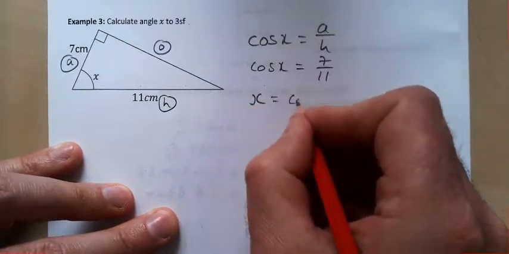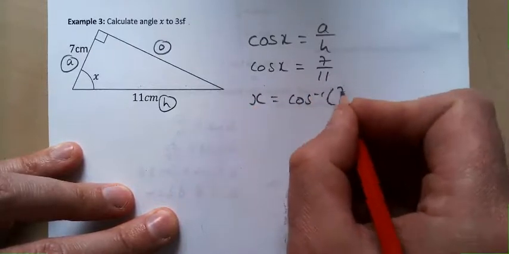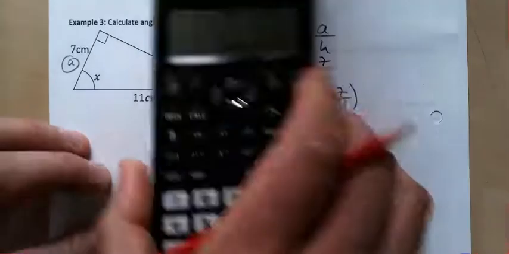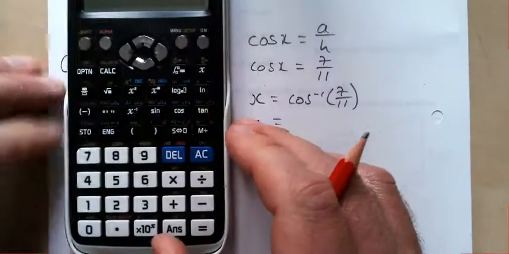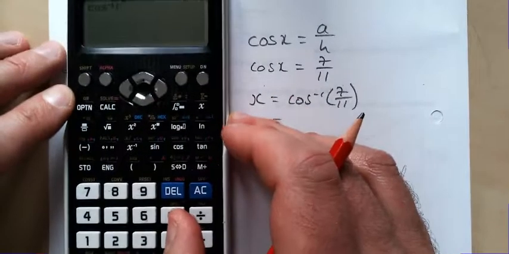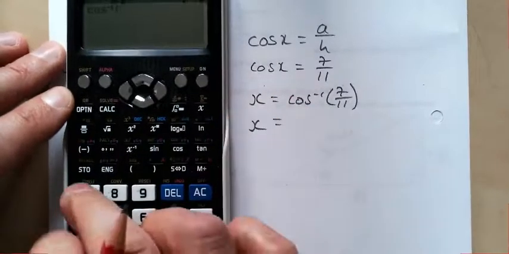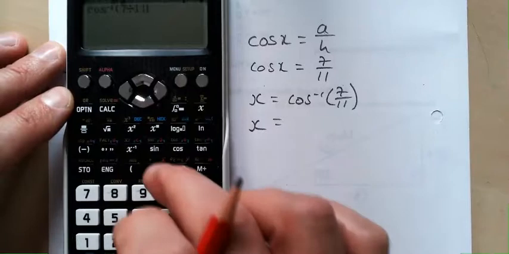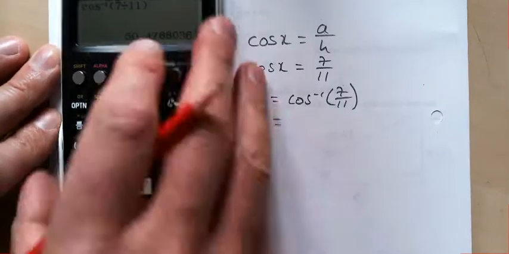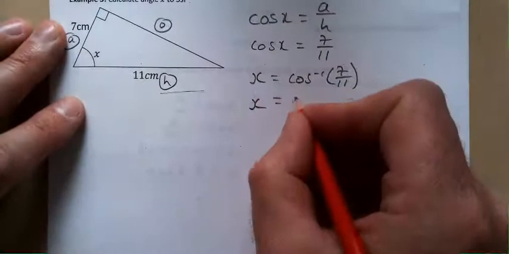And here we want to do cos to the minus 1 of 7 over 11. Some calculators do it differently. So I do shift and then cos. You see the screen there. And I'm just going to go 7 divided by 11. You can put it in as a fraction if you wish. And that gives me 50.5 to 3 significant figures.